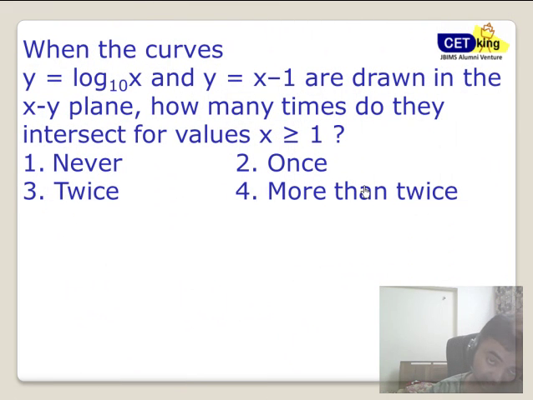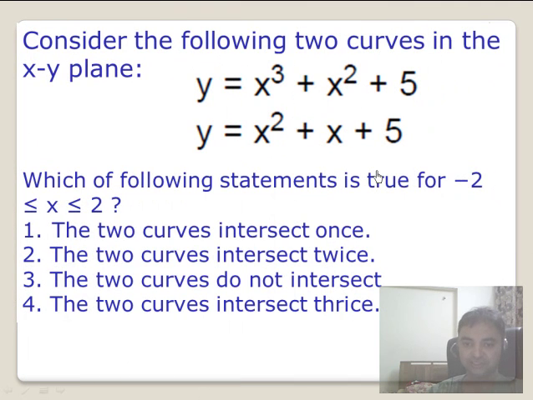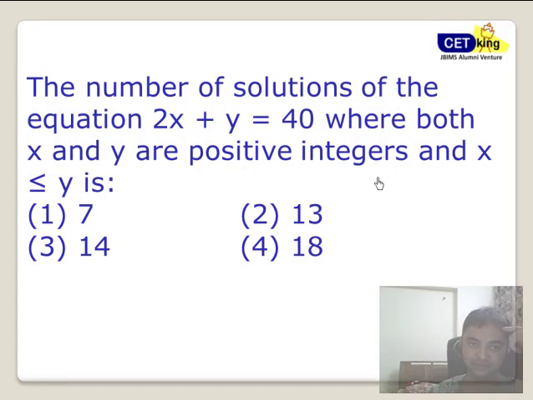All these questions are based on an actual question from a previous CAT paper, but very similar to what came into the exam. So y is equal to log 10 of x and y is equal to x minus 1 are drawn on the xy plane. How many times do they intersect for x greater than 1? All these questions you can easily do using shortcuts, which I'm going to teach in the workshops. So if you can join my workshop, that will be of very good help for you.